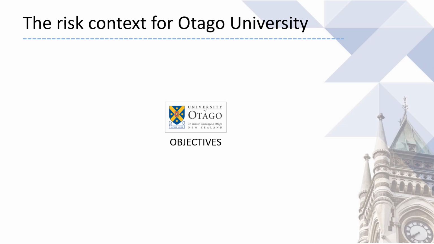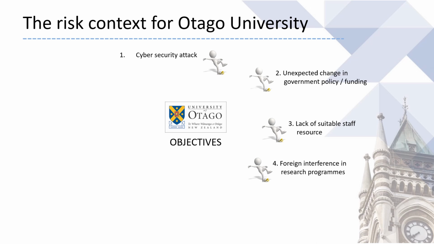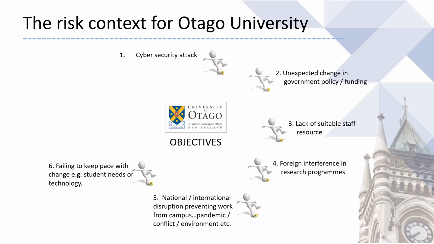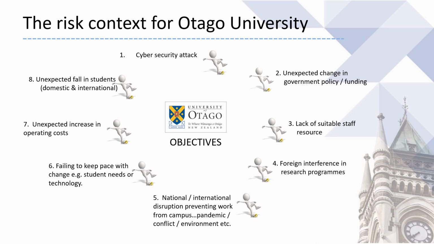When we talk about the context of risk for Otago University, as I said in earlier slides, the first thing we have to do is consider the objectives of the university. And then we can identify the areas that the university works in and the things that it has to manage and the things it has to deliver. And then we can help to identify what could possibly go wrong in those areas. And the one to eight examples that I've listed just give an indication of some of the strategic risks that Otago University has to navigate and has to manage on a daily basis.